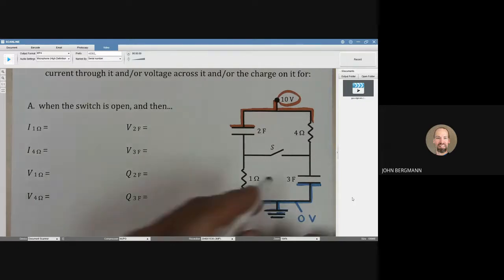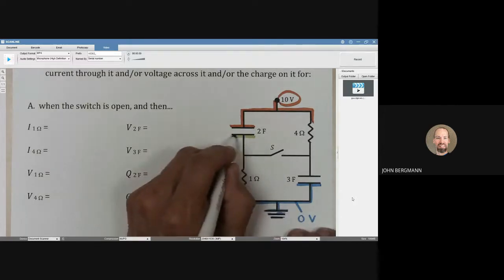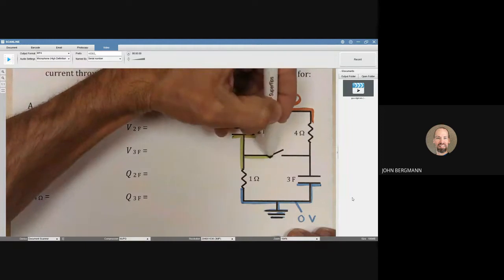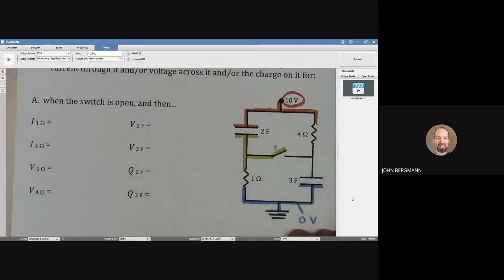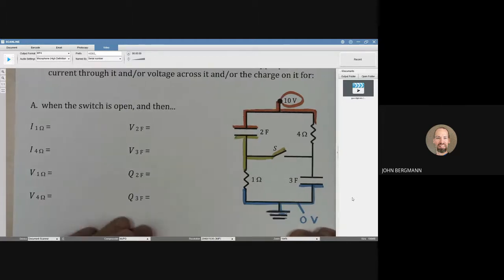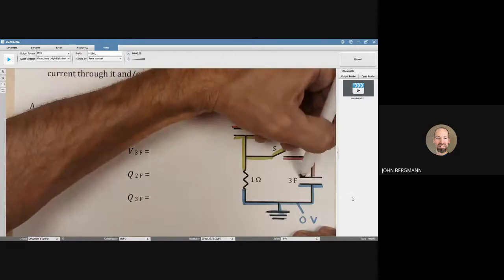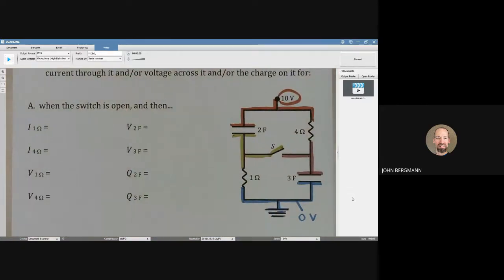We have 2 sections of the circuit where the switch is open. So this portion is going to have a certain potential. And finally, this portion over here is going to have a certain potential, which we don't quite know yet, but hopefully we'll be able to figure all this out. Well, let's see what's happening here.